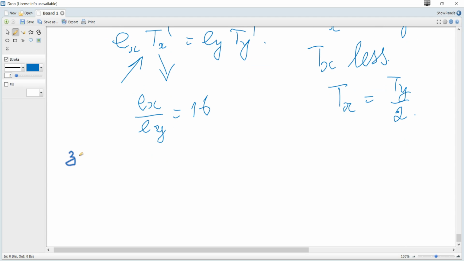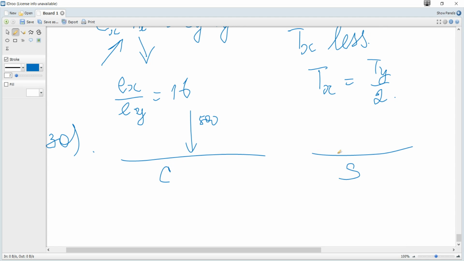And the last question. Light of intensity 500 watts per meter squared is incident on concrete and on snow. 300 is reflected from the concrete and 400 from snow.